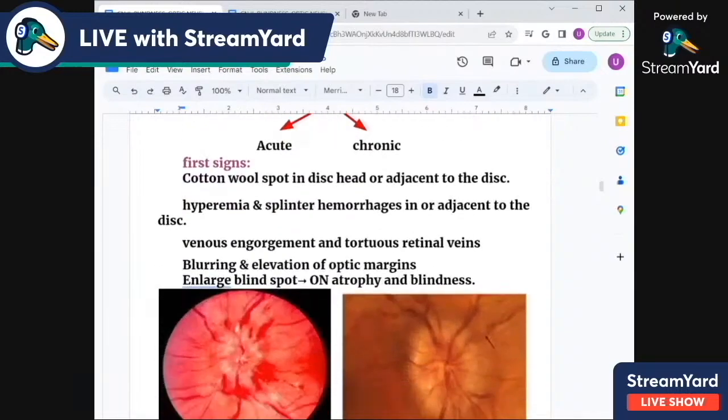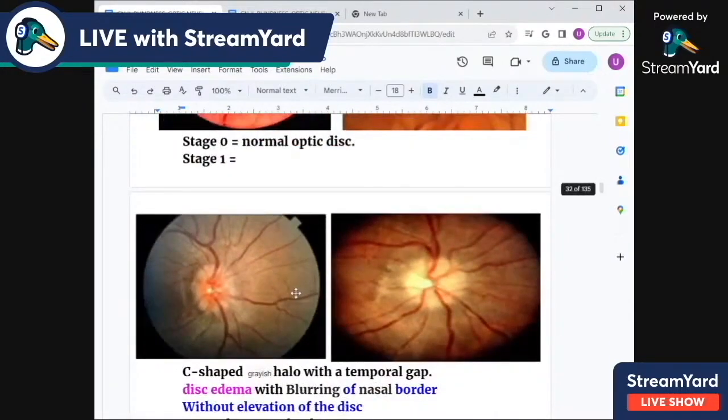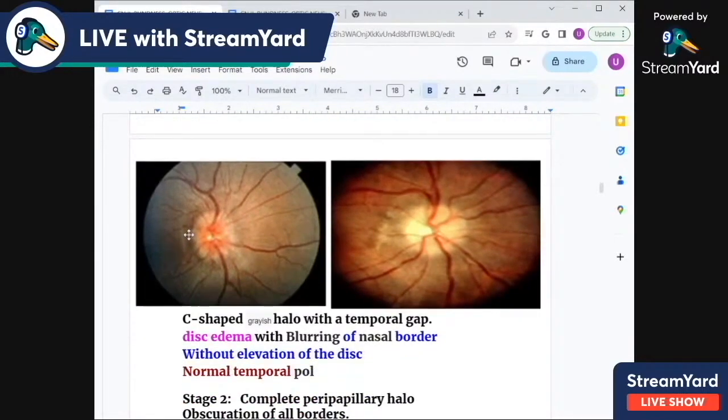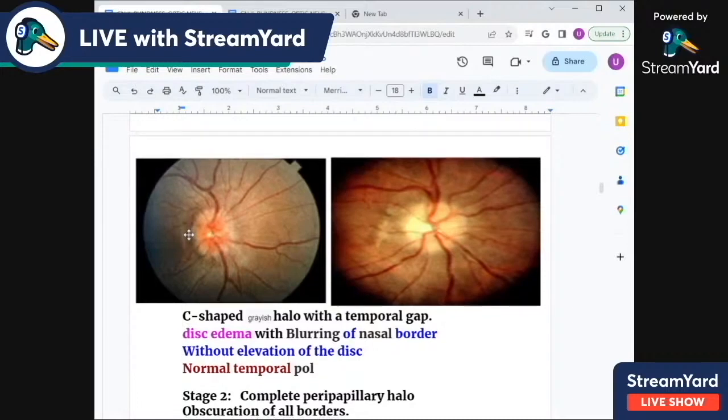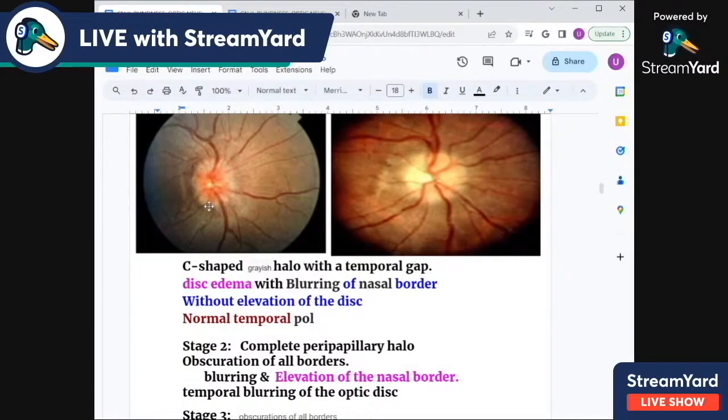So what happens in chronic? In different stages. The first stage is an incomplete C-shaped halo around the optic disc. The C-shape is incomplete at the temporal border, and there is obscuration of the nasal border. Okay? So this is the first stage. Stage 2, the C-shaped grayish halo is complete. It also covers the temporal area. There is nasal elevation, obscuration, and temporal obscuration as well.